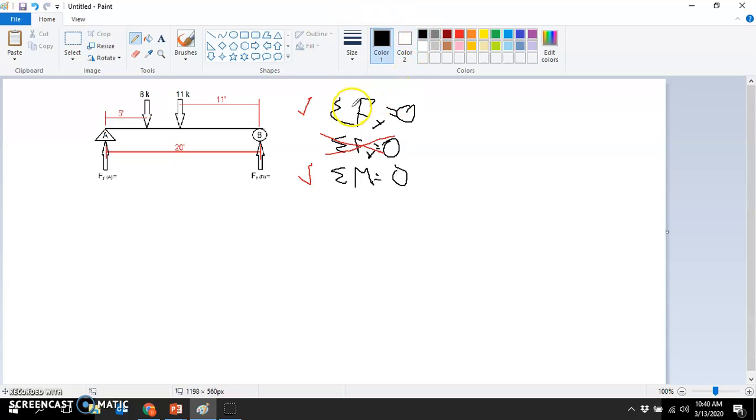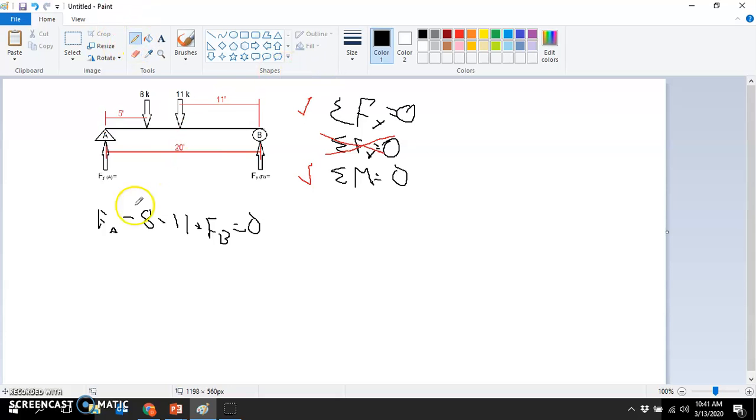So the sum of all forces in the y equals 0. Remember, we call anything going up positive and anything going down negative. So we're going to say that F of the reactionary force of A minus 8 minus 11 plus F of B equals 0. And that would be how we set it up.